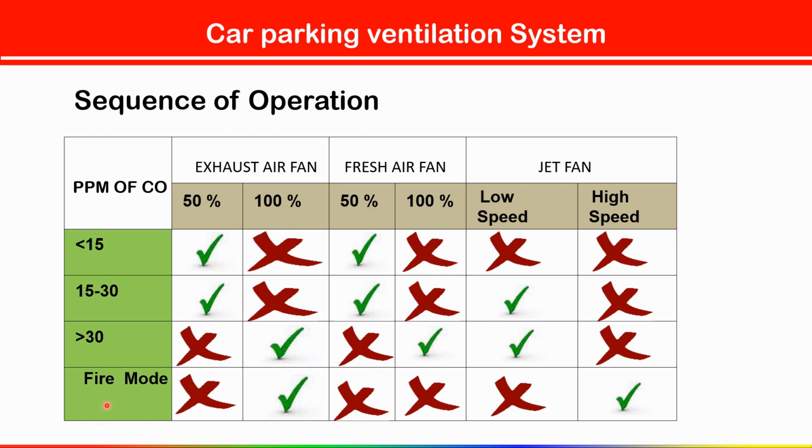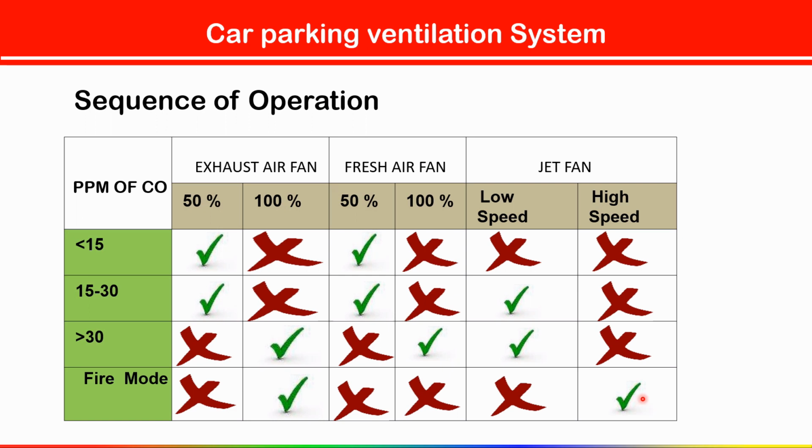But if it is a fire mode, if there is a fire in your basement, at that time we have to run the exhaust air fan at 100% speed. But remember, here we do not use the fresh air fan. The fresh air fan will be off, because in case of fire we do not need to supply fresh air into the basement. If you supply fresh air, it means you are supplying oxygen into the basement. We know that for fire we need three parameters: oxygen, heat and fuel. If you provide oxygen, your fire increases. That is why we don't need to supply fresh air in fire mode. And the jet fan we have to run at high speed at that time.